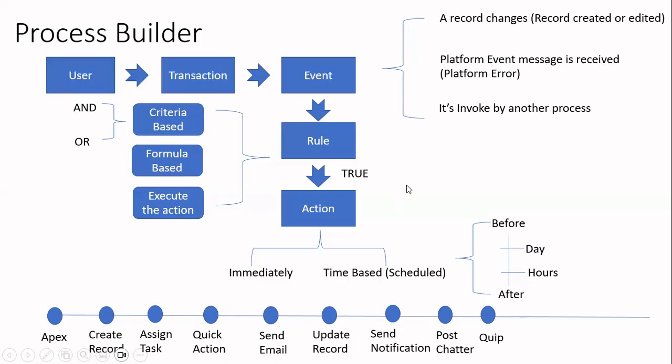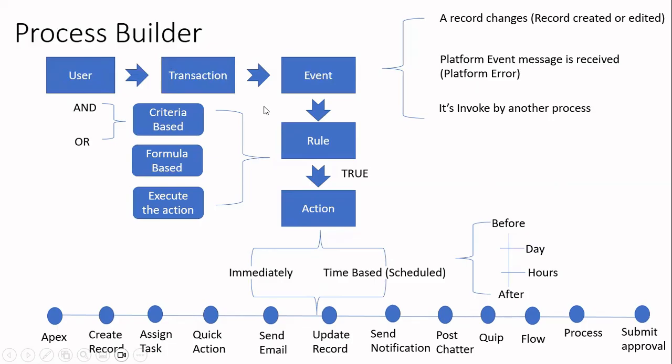Then we have Quip. Quip is basically for integration purposes. We will not solve that here, but you need to understand Quip is basically for integration purposes. And then we have flow, process and submit approval. So inside this process builder, if we want to add a flow or workflow, we can do that. If we want to add another process builder as an action, we can do that too. And if we want to call an approval process inside this process builder, we can call that as well. So these are the actions which are taken by the process builder.